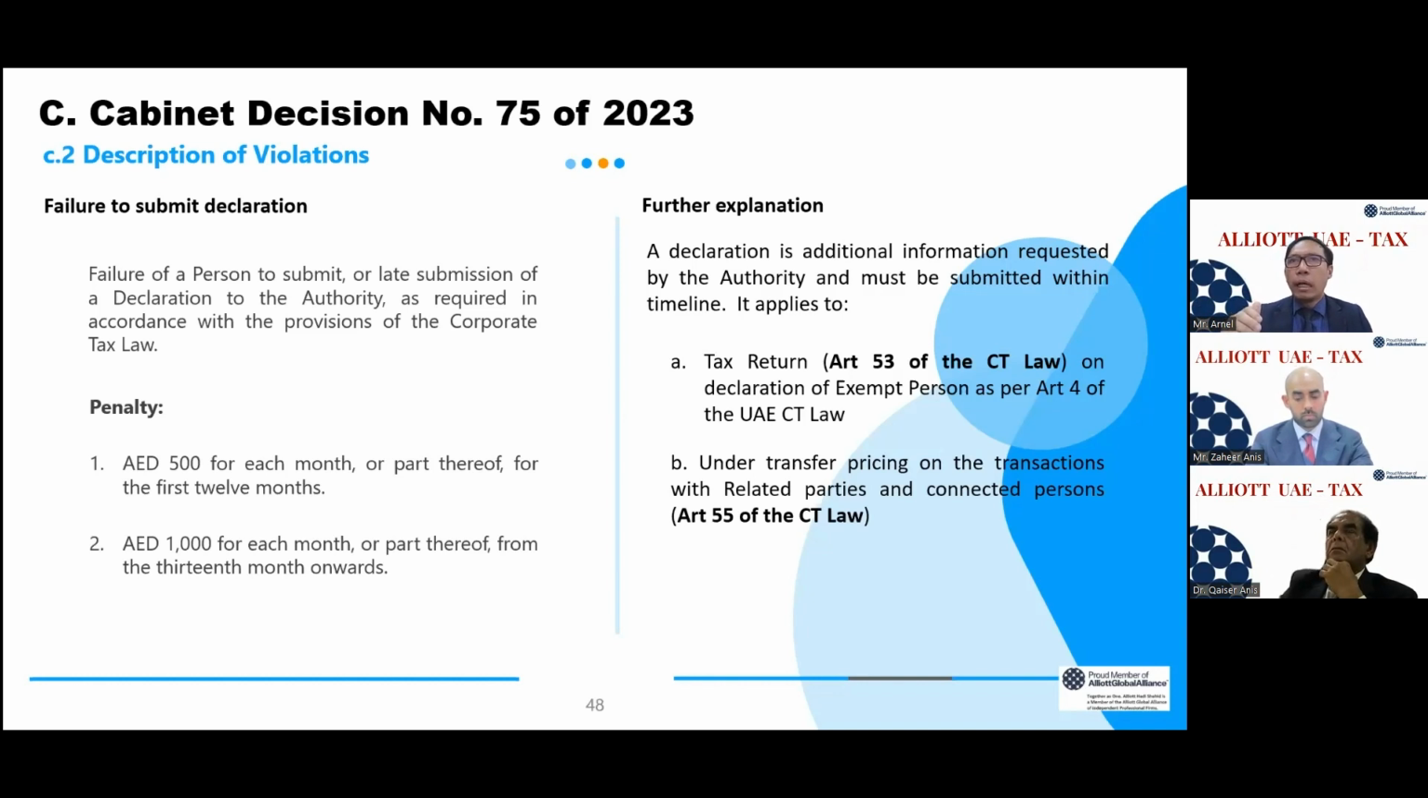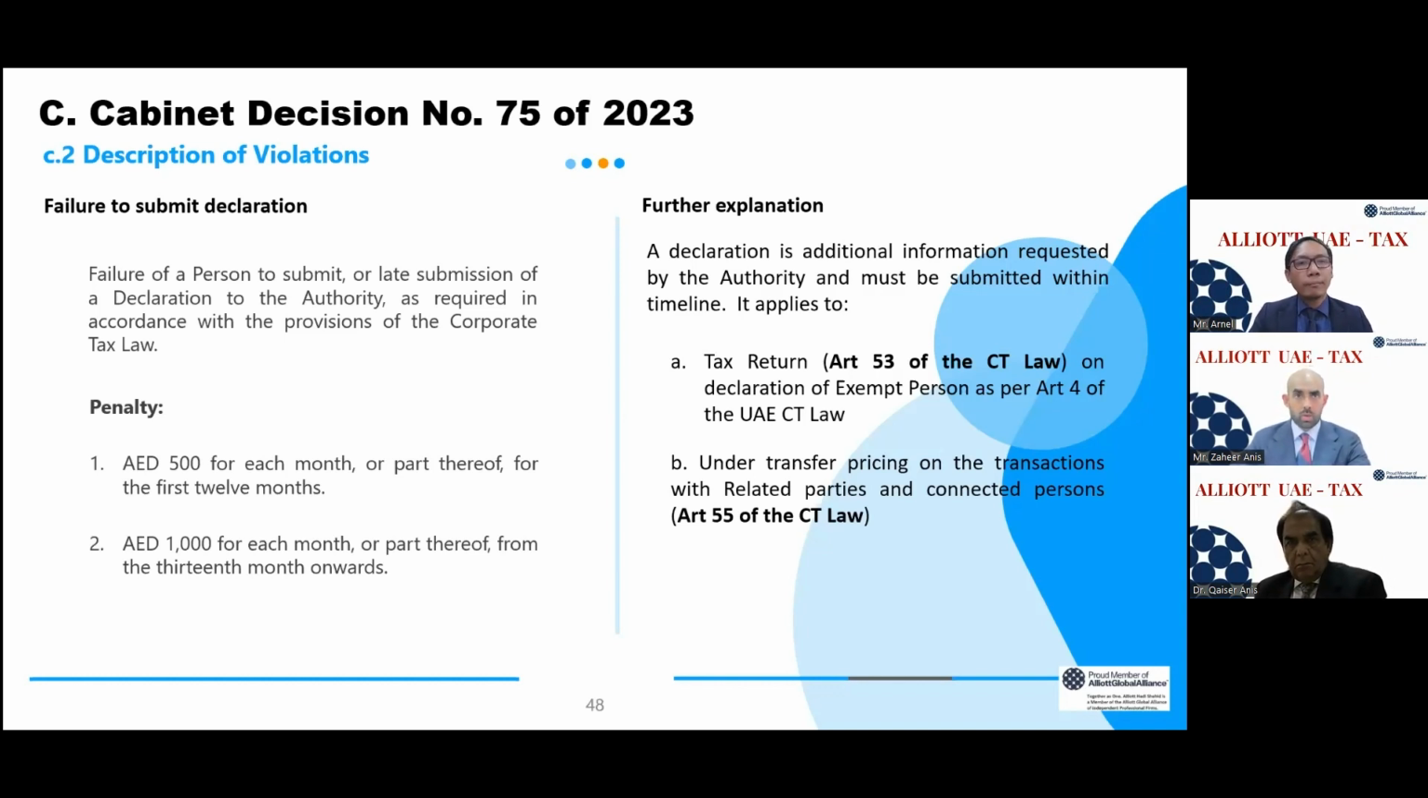Okay, so I think we're going to be seeing a lot of the declaration, the actual contents, the format, once everyone is filing the return, or the guidelines will come up, which will be issued by the authority also. Right. Thank you, Arnold.